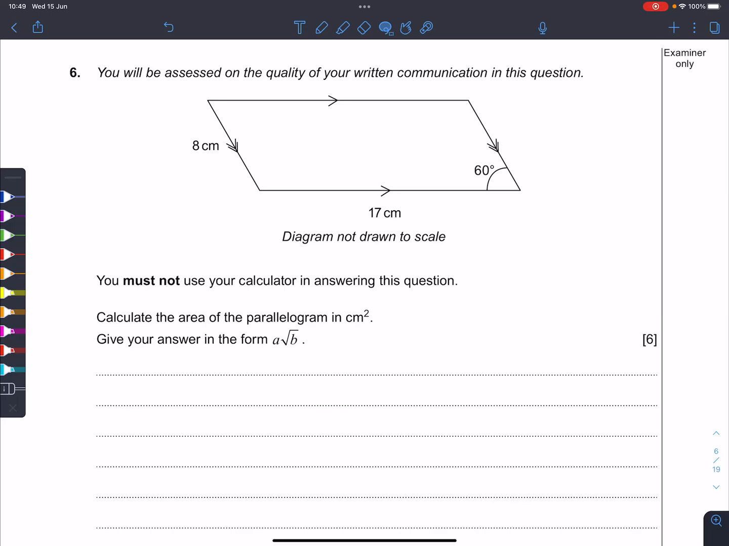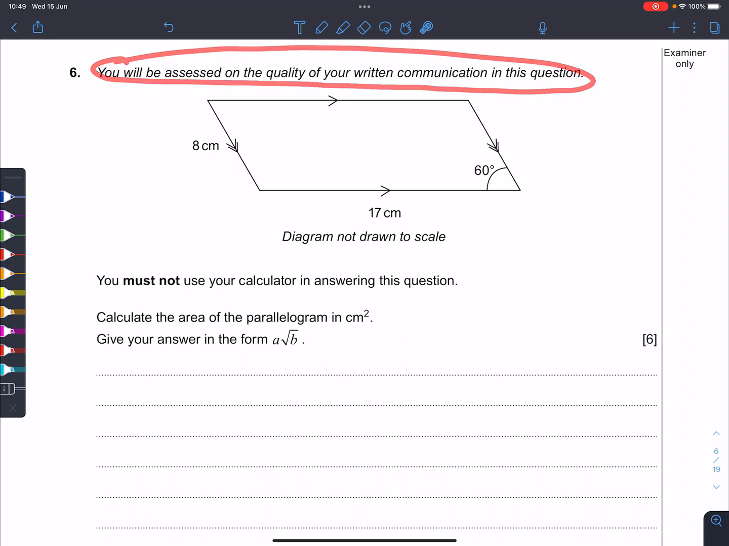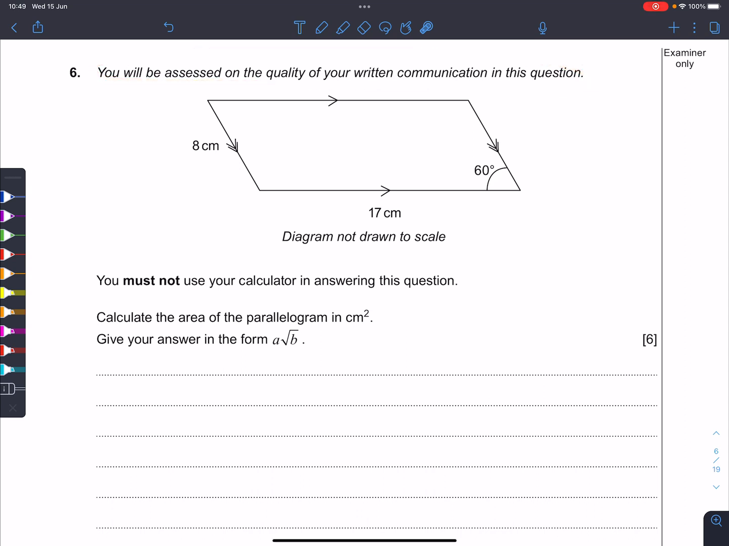Okay, this is question 6 from the 2018 WJC additional maths paper. So the first thing to notice is that this is a written communication question. So you have to be clear in everything that you write, make sure that your units are there throughout, and try and make sure that everything you write is in an ordered manner and your method is clear throughout. It doesn't mean that you have to write lots and lots, it just means you have to be clear and concise in what you're doing.